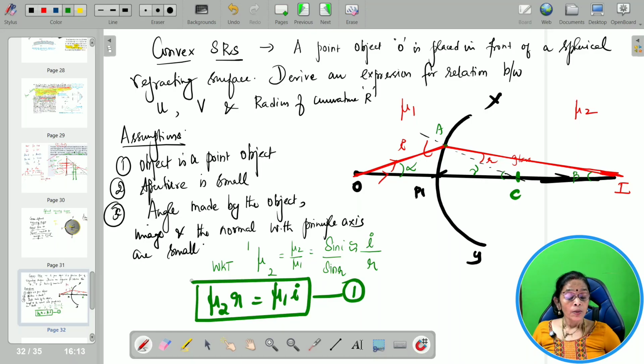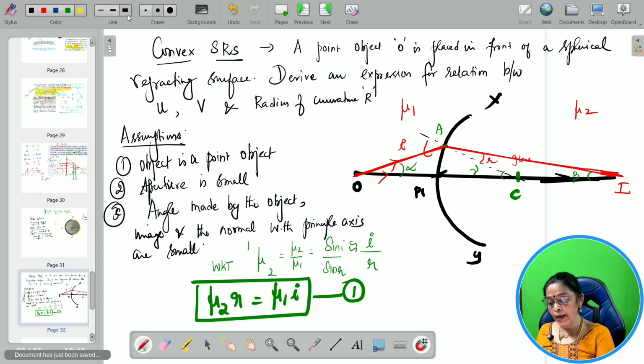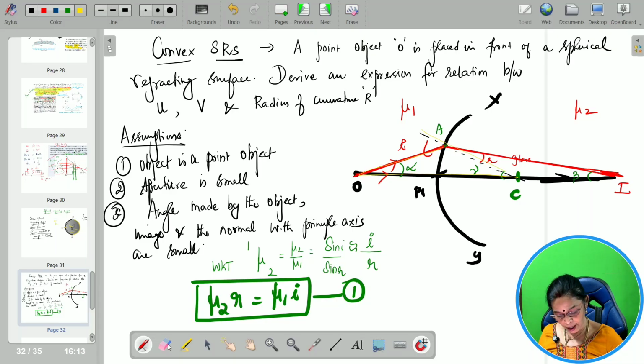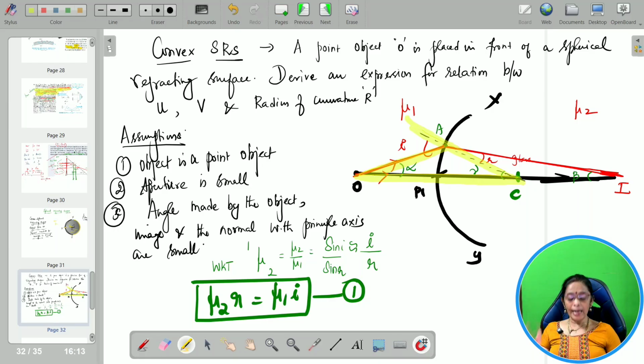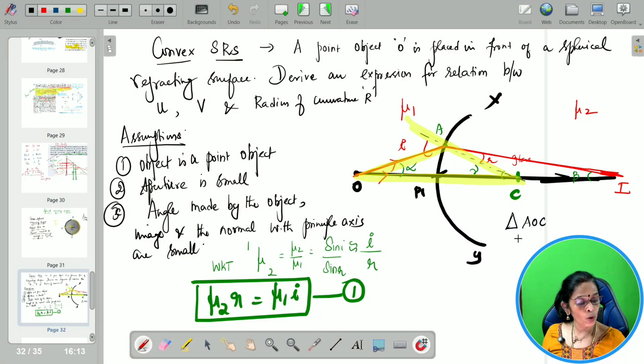Now we have to take the triangle AOC. Can you identify the triangle AOC here? Yes, so this is AOC. Which is the exterior angle in the triangle AOC? The exterior angle is I. So in the triangle AOC, angle I is equal to alpha plus gamma. This is equation number 2.